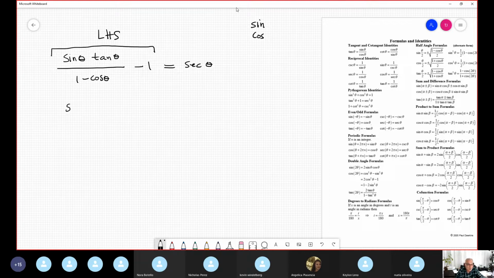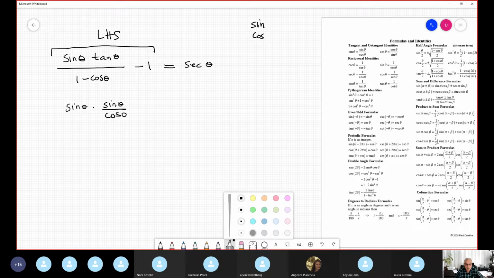Entonces, one possibility is sine theta times, entonces, I know que tangent is sine over cosine. Using this trigonometry identity, tangent and cotangent identity, sine over cosine. Okay, this color is not good. Much better one yellow or blue.